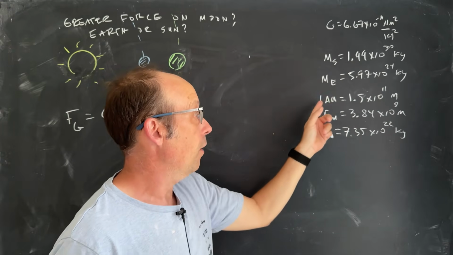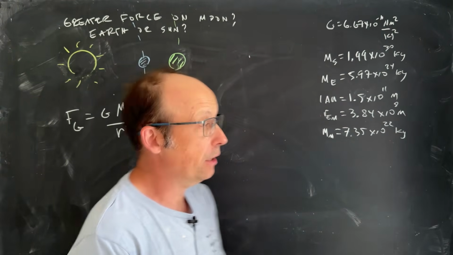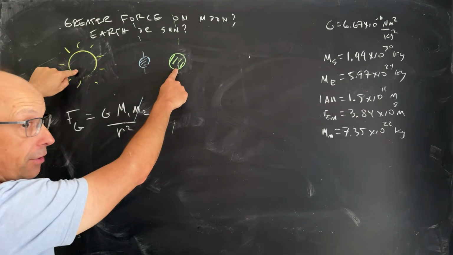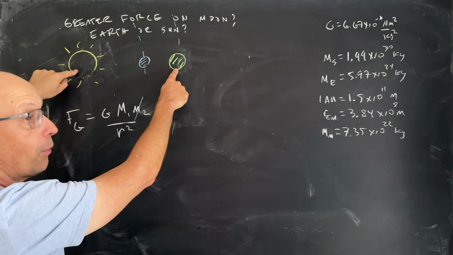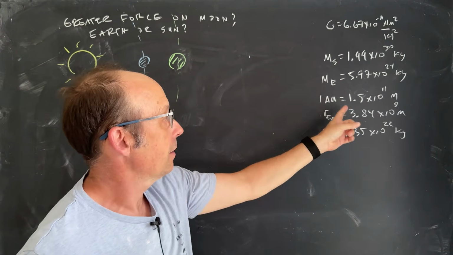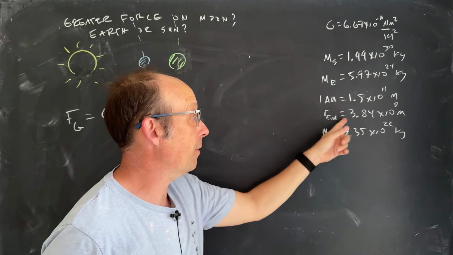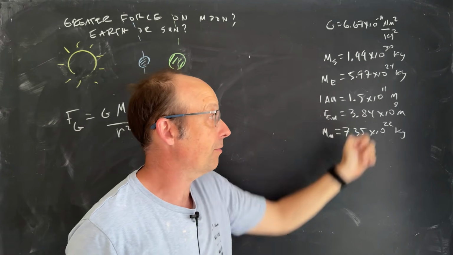Mass of the Earth, 1 AU. AU stands for astronomical unit. It's the distance from the Earth to the sun. Okay, why do we need that? Well, look at this. 1 AU, 1.5 times 10 to the 11th. Distance from the Earth to the moon, 3.84 times 10 to the 8th.